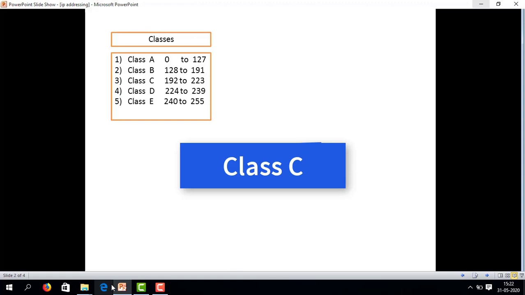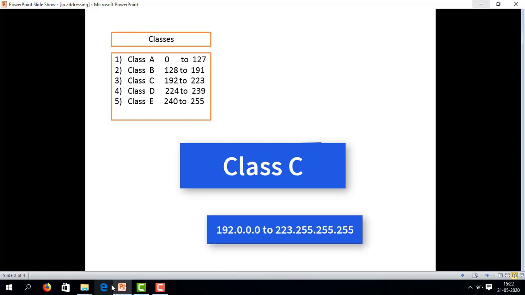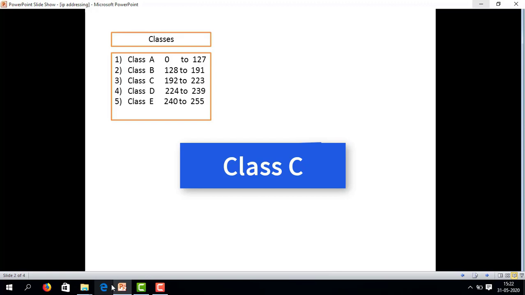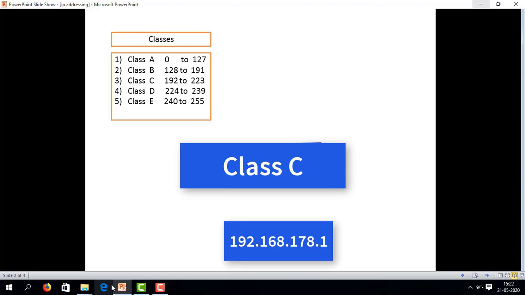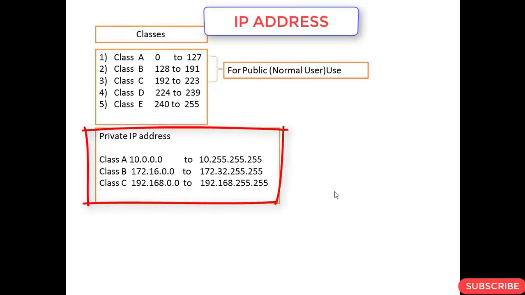Okay, now class C. In a class C network, the first 2 bits are set to 1 and the third bit is set to 0. That makes the first 24 bits of the address the network address and the remainder the host address. Class C network addresses range from 192.0.0.0 to 223.255.255.0. There are over 2 million possible class C networks. For example, a class C IP address 192.168.178.1.